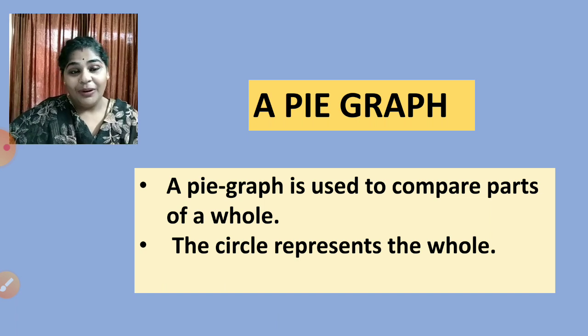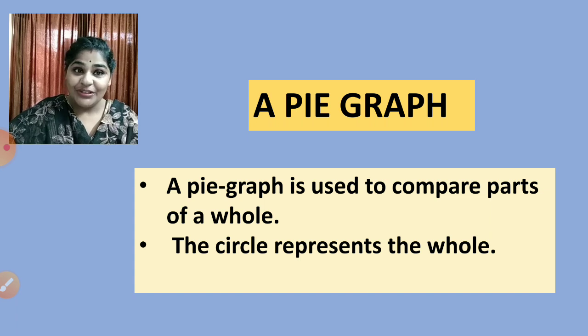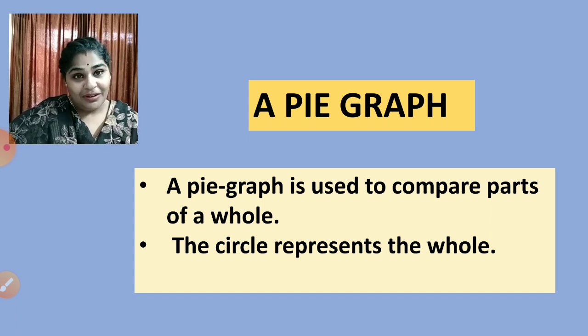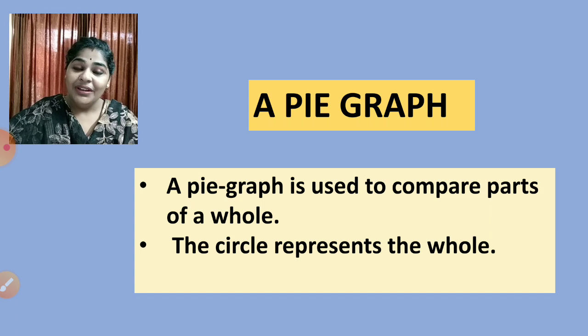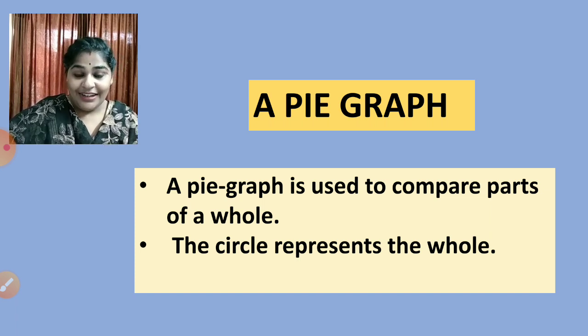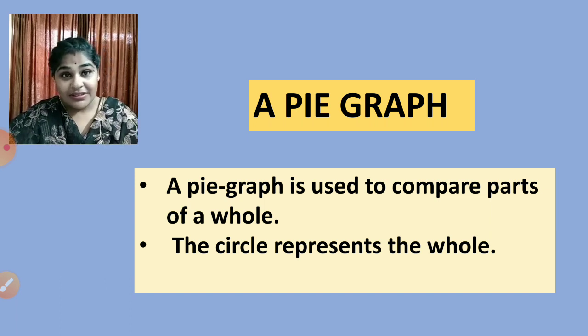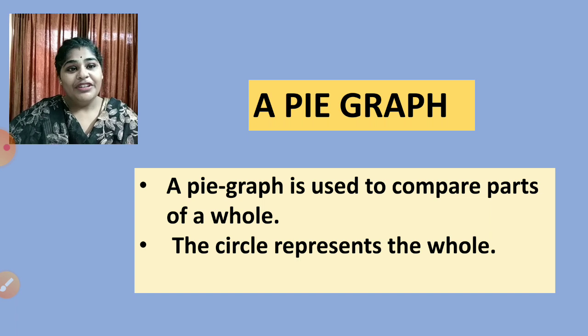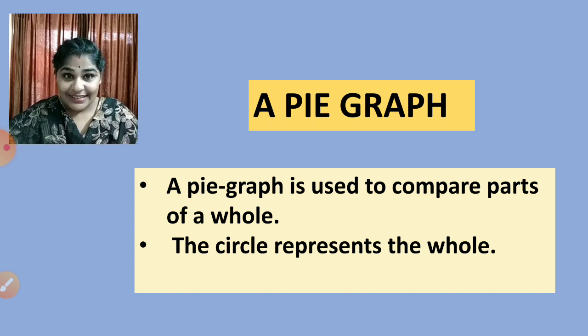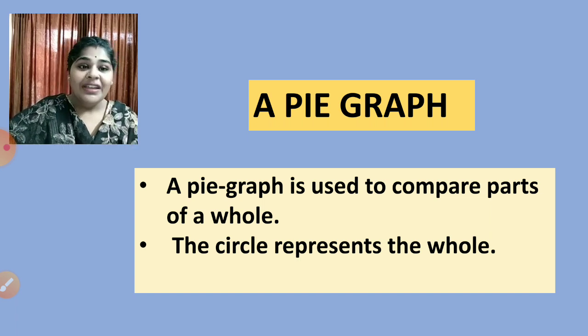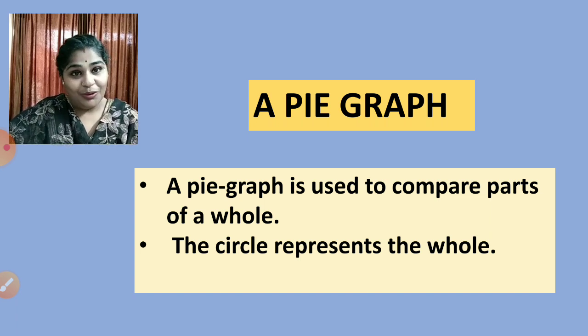Next one we have already studied in our last chapter, that is data handling, children: how to read the pie chart and how to draw the pie chart, right? It is also known as a circle graph. So a pie graph or a circle graph is used to compare parts of a whole. A whole circle is shown, the circle is the whole in which we are using different sectors for the given data. The circle represents the whole.